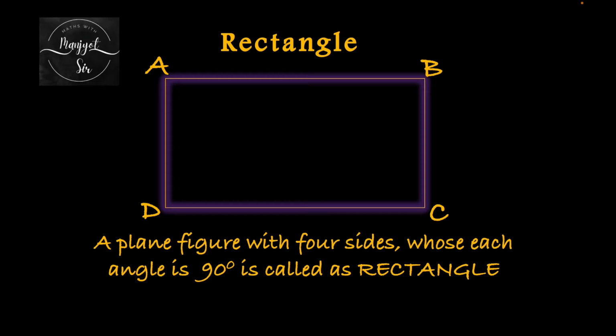If you observe here very carefully, in this quadrilateral there are four angles A, B, C and D, and all these angles should be equal to 90 degrees. The measure of all these four angles should be equal to 90 degrees. So a plane figure with four sides whose each angle is 90 degrees is called a rectangle. Remember, this is very important.